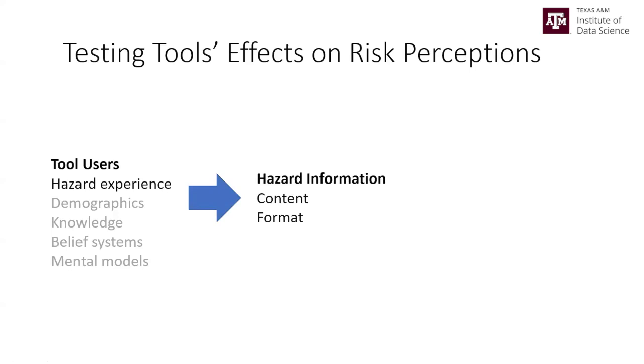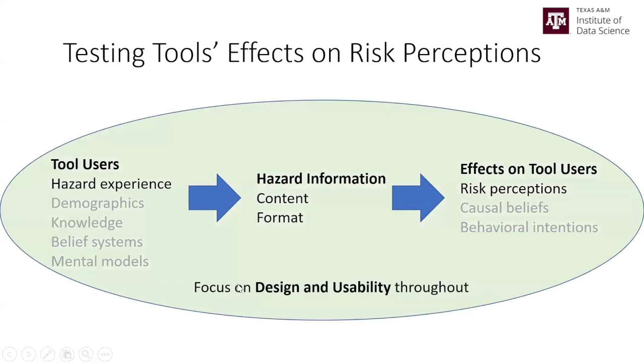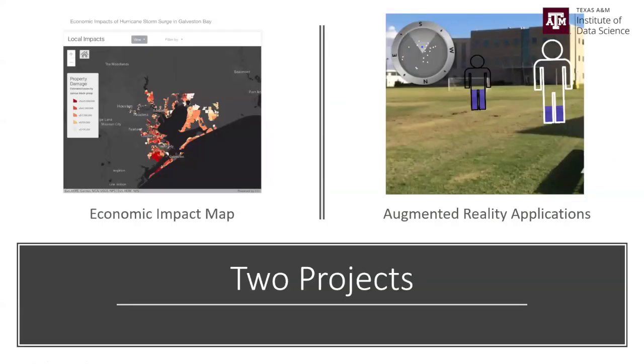Spent a lot of time thinking about this here, how we can then take a better understanding of our tool users and prepare hazard information to best meet those users' needs by updating the content of that message and/or its format. And then thinking about, again, the effects of that hazard information on tool users. Today, I'm mostly going to be talking about risk perceptions, but I also consider effects on causal beliefs and behavioral intentions. And throughout my work in this space, I have a strong focus on design and usability for the tools that I'm building. So I'm going to talk about two projects today.